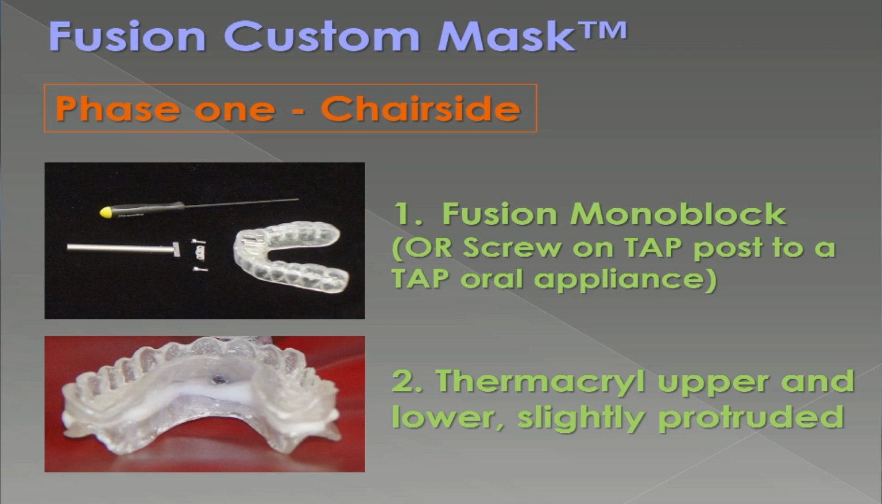So the step-by-step procedure is, phase one is you would take the Fusion monoblock or the TAP-PAP with a screw post on it. And then number two is you thermocryl them together. Thermocryl is a thermoplastic acrylic that at 160 degrees turns into a clear gel. And when you go below 160 degrees, back to room temperature or mouth temperature, it becomes a fairly hard white material, and it adheres the two together.